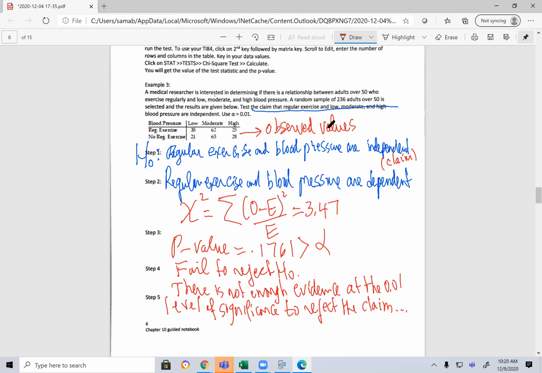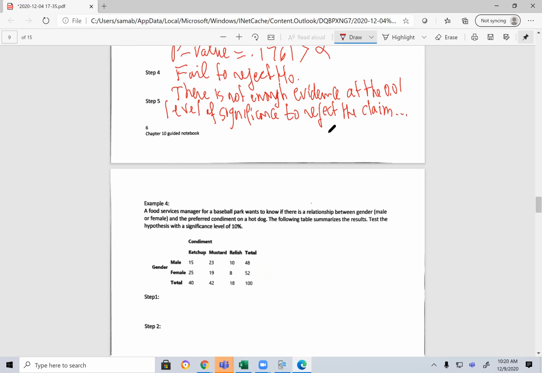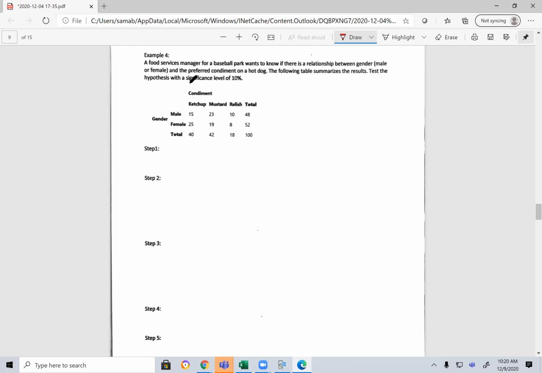All right, we're going to go and do another exercise. It's example 4. A food services manager for a basketball park wants to know if there is a relationship between gender and the preferred condiment on a hot dog. The following table summarizes the results. Test the hypothesis with a significance level of 10%.